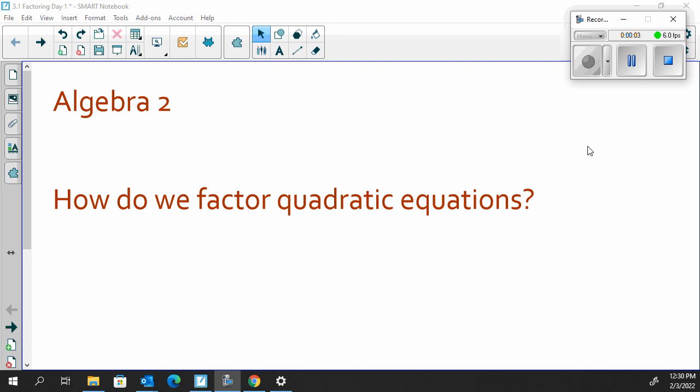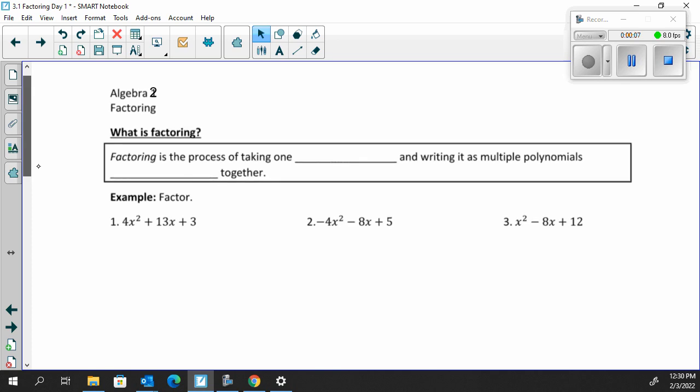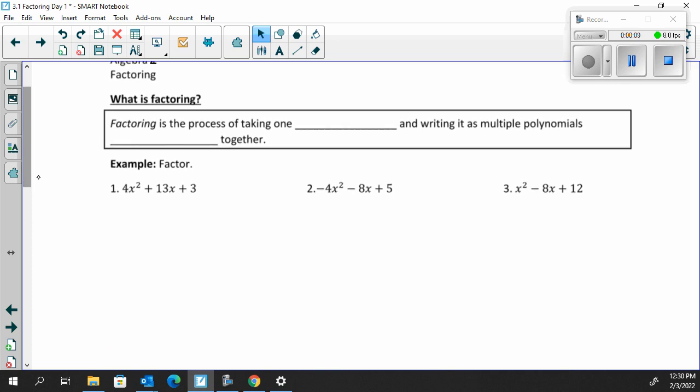Alright, factoring quadratic equations. Here we go. First, let's just figure out what factoring is. Like I said, maybe something you saw in algebra 1. Maybe you didn't see it in algebra 1. Maybe you just don't remember it. That's fine. We're going to build it from the ground up.